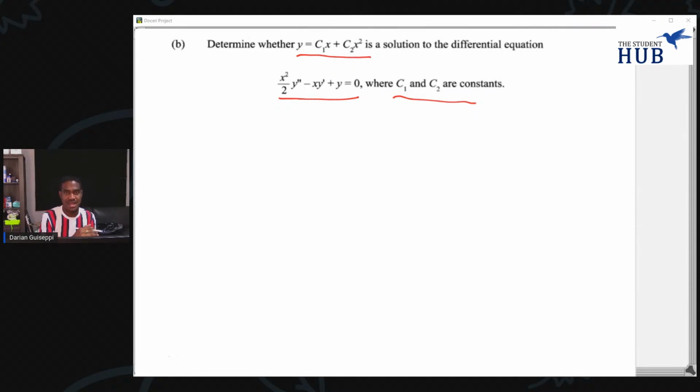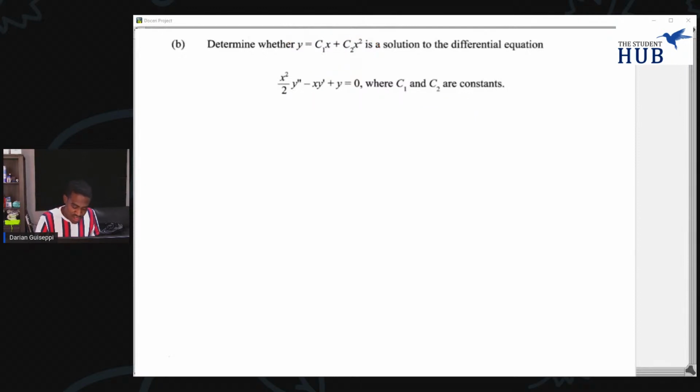Normally, they would say, find the general solution for the differential equation. That's what they normally do. But in this question, they say determine whether it is a solution. So they gave you the solution of the differential equation. They say this is the solution. You see this y is equal to c1x plus c2x squared. That is the solution to the differential equation.